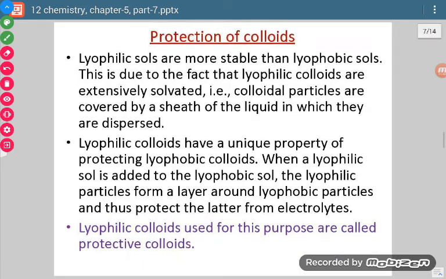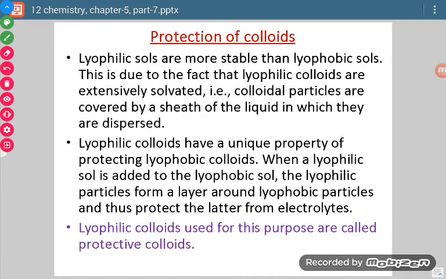Now, can we protect a colloid also from coagulation or not? Now this is the topic. Okay, now see, out of these two sols, lyophilic and lyophobic, lyophilic are more stable, just like we just discussed. They are more stable than lyophobic sols.